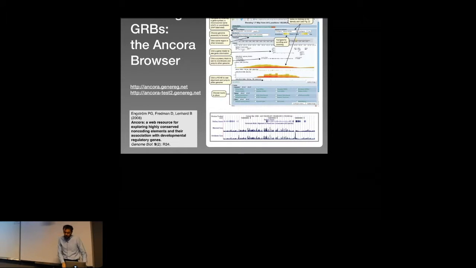One of those was our ANCORA browser, which dates from 2008. The idea is to find all the conserved non-coding elements and then display them as densities in a sliding window view. And for this sliding window density, the actual size of the window will depend on the size of the genome, because these clusters also shrink with the size of the genome.